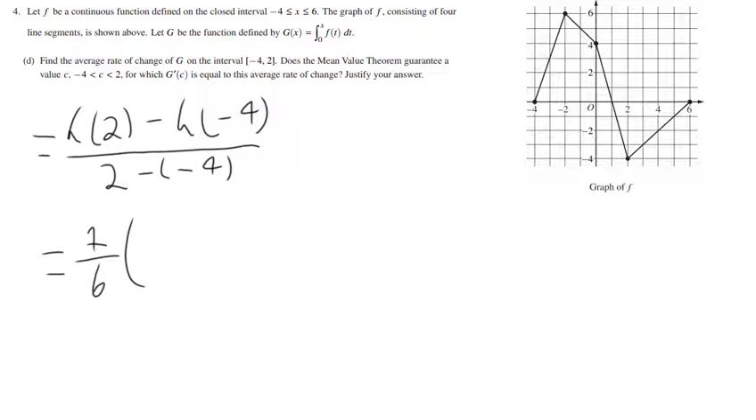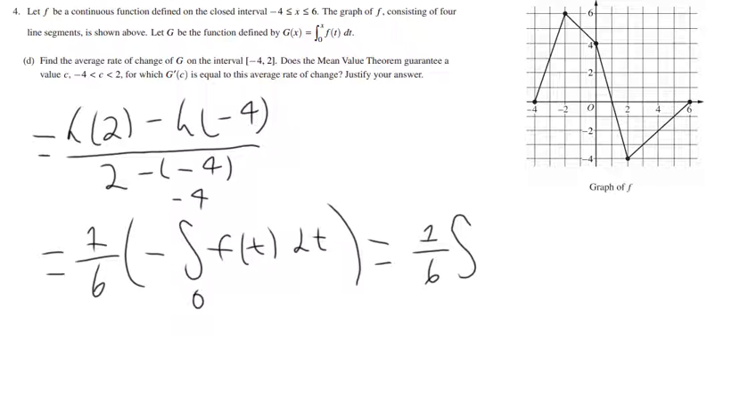Well, g of 2 we've shown many times is just 0, right? Integral from 0 to 2 of f of t dt is 0. So I really just have to do minus g of negative 4, which is going to be the integral from 0 to negative 4 of f of t dt. Well, this is kind of backwards to go from 0 to negative 4. So I'll just use this negative sign right here to switch the order of the limits. So I'll say that this equals 1/6, and now we have a positive integral going from negative 4 to 0 of f of t dt.